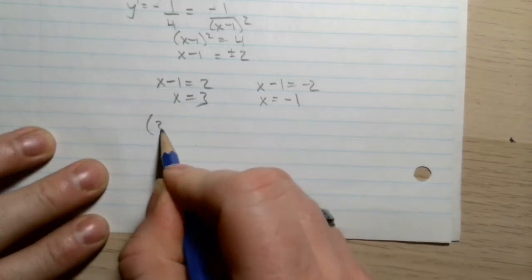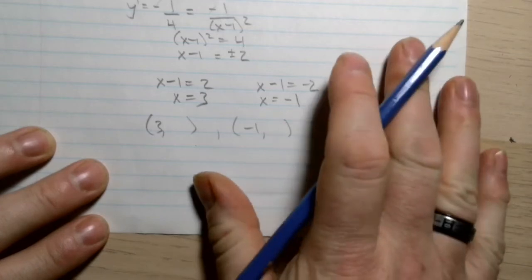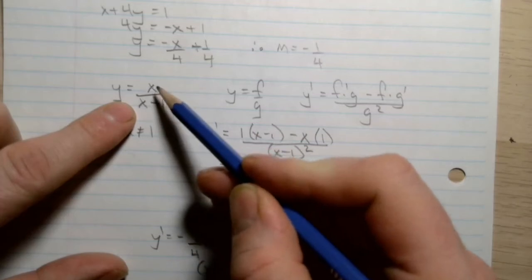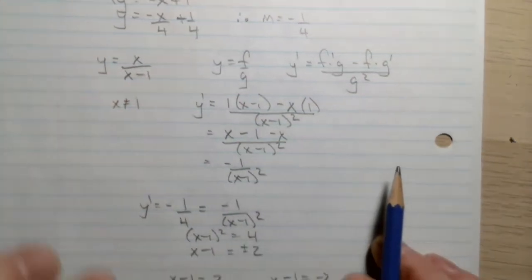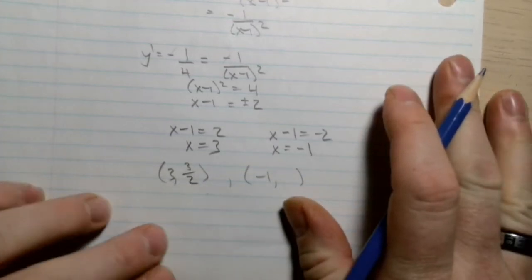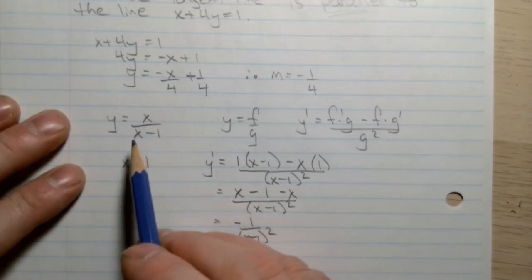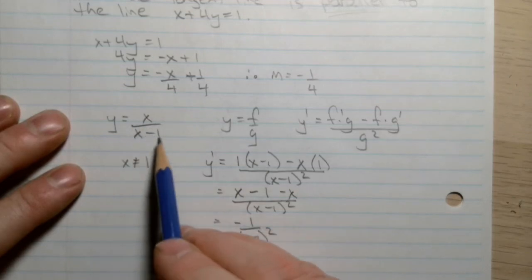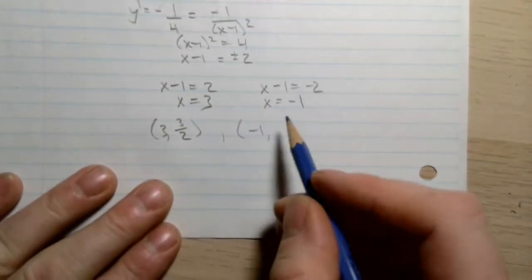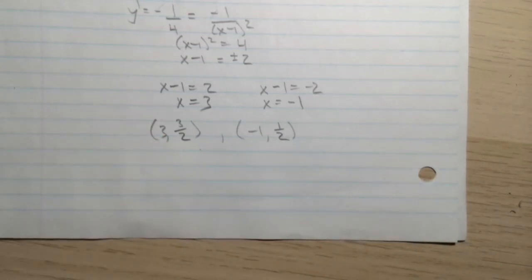So now I've got to figure out what the y coordinates are that correspond with these points. Let's start with 3. If I go up here and plug 3 in, I'm going to get 3 divided by 3 minus 1, so 3 over 2. So my answer here would be 3 comma 3 over 2. One more point here. If I plug negative 1 in, it's going to be negative 1 over negative 1 minus 1, which is negative 2. In that case, because the numerator and denominator are both negative, this will end up being positive 1 over 2. And so those are the 2 points that we're looking for along that curve.